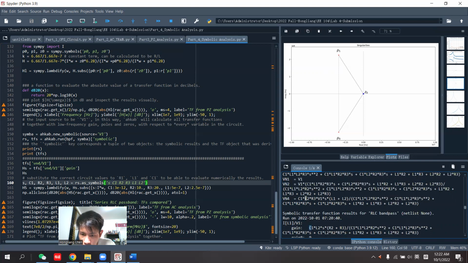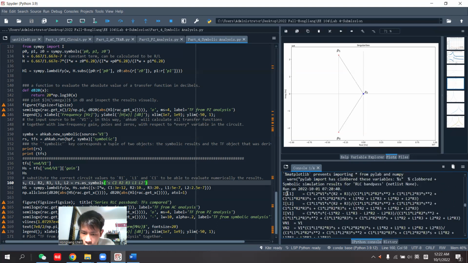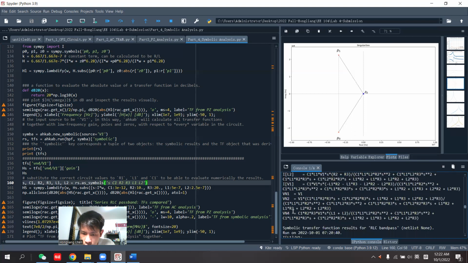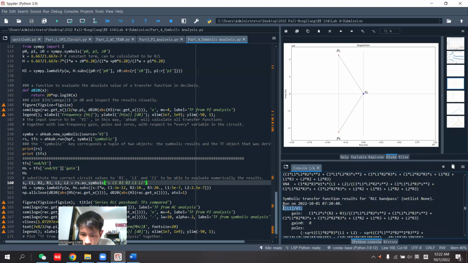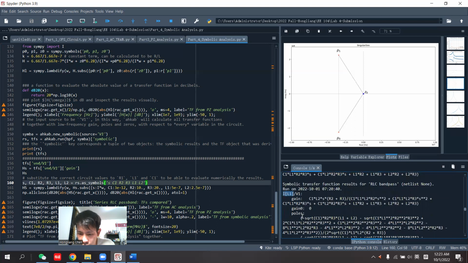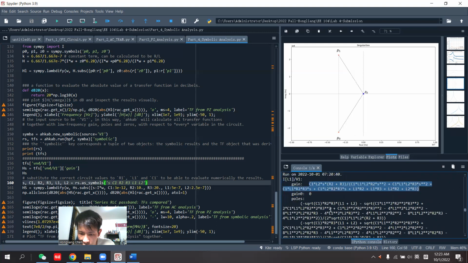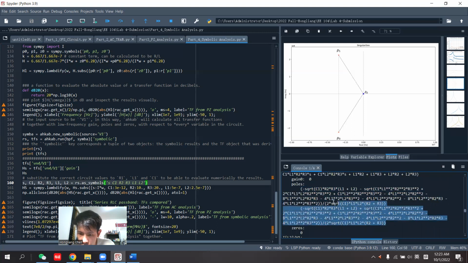So all the results should match what we have above here for the current. In the first case, I have the transfer function for the current flowing through the inductor over the input, which is the transfer function here.